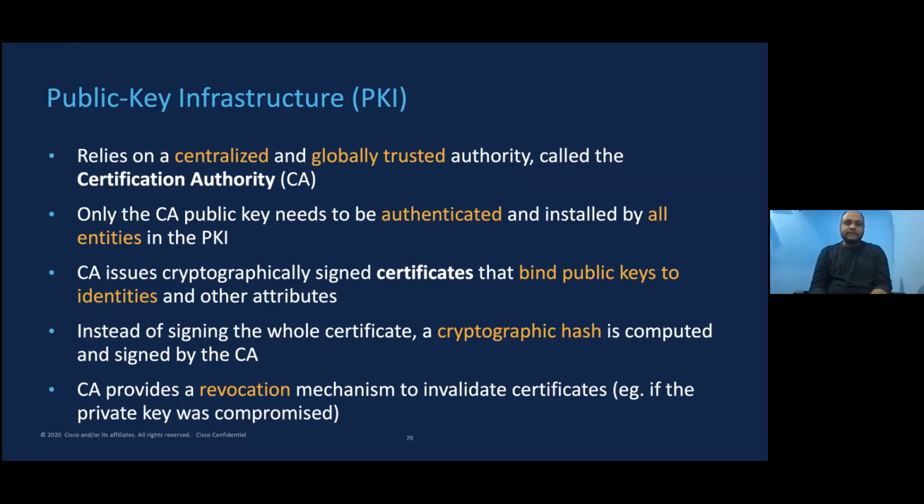Similarly, in PKI infrastructure, there are centralized and globally trusted bodies who are responsible for issuing certificates to entities or to organizations. Along with that, the CA also provides a mechanism in case anything is compromised. Like I said in the previous slides, the private key is something that should always be kept secret. In such cases, if the private key is compromised, the CA should provide a mechanism where the person to whom the certificate is being presented should be able to know that the certificate is a valid certificate, and there has been no compromise.